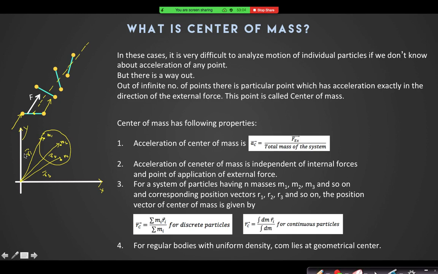You can also break the position vector into components. For example, if I have to find the x coordinate of the center of mass, I will use this formula: summation of mi into xi divided by summation of mi.